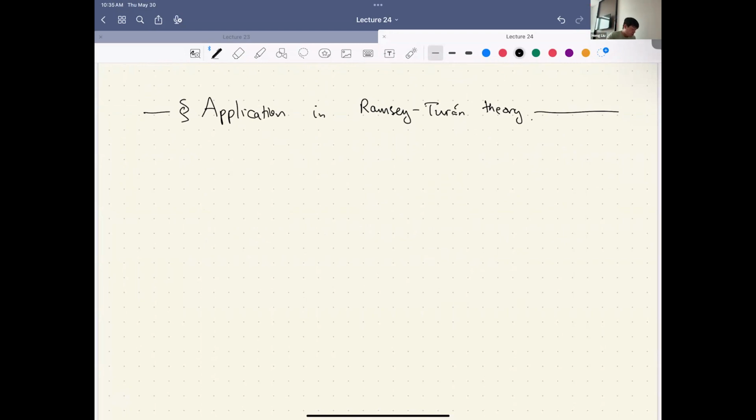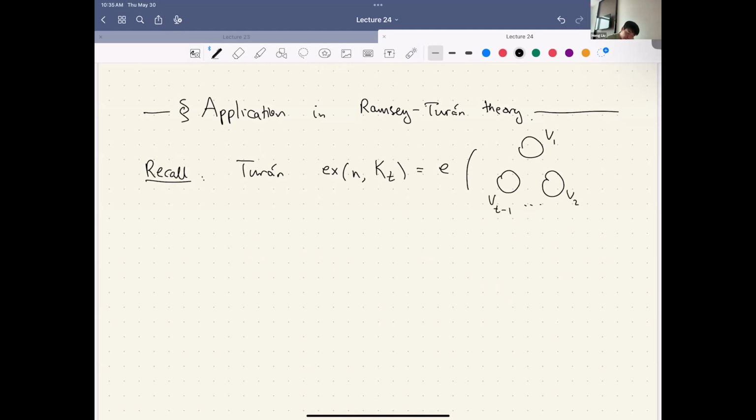So what is a Ramsey-Turan problem? Recall in the Turan problem, in Turan's theorem, let's say your graph is K_t-free. What's the size? It's the number of edges in this complete multipartite graph on t minus 1 parts. This is the Turan graph on t minus 1 parts.